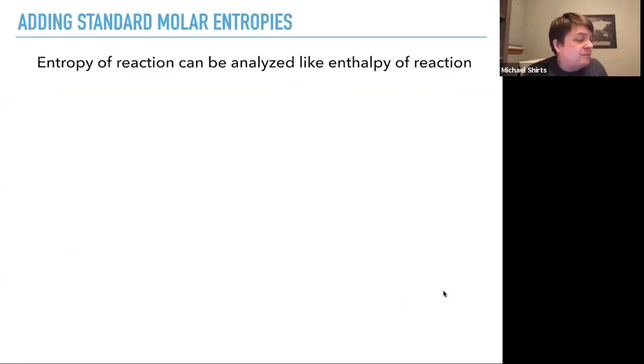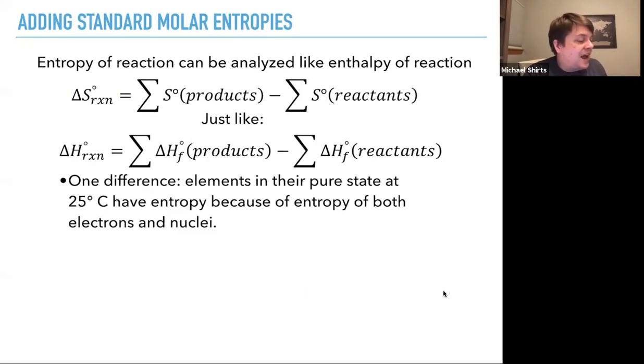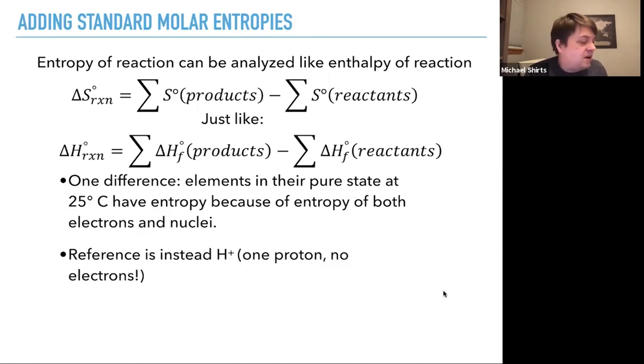So using standard molar entropies, the entropy of reaction can be analyzed like the enthalpies of reaction. The total entropy of the reaction is simply the sum of the entropies of the products minus the sum of the entropies of the reactants. One difference here is that elements in their pure state at 25 degrees C have entropy, because of the entropy of both the electrons and the nuclei. So you don't have to set references as you did for the enthalpy. Remember, there is a reference for the entropy, which is everything being at absolute 0. And so you can use that reference.